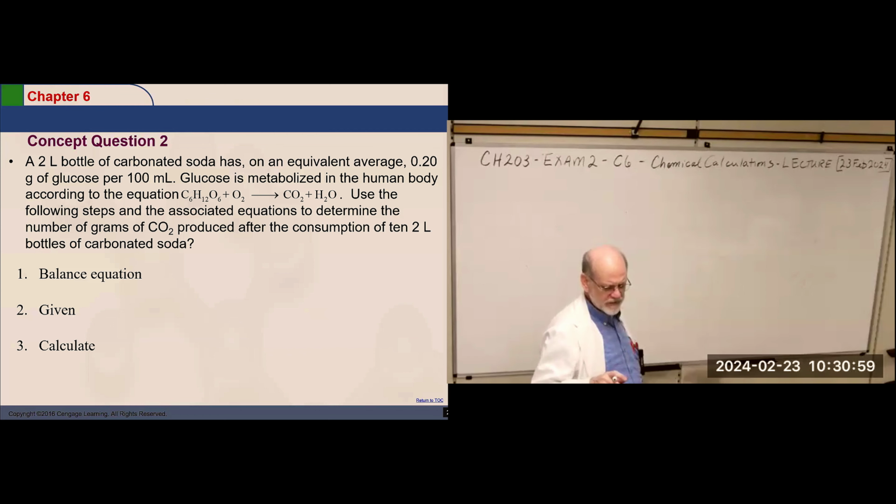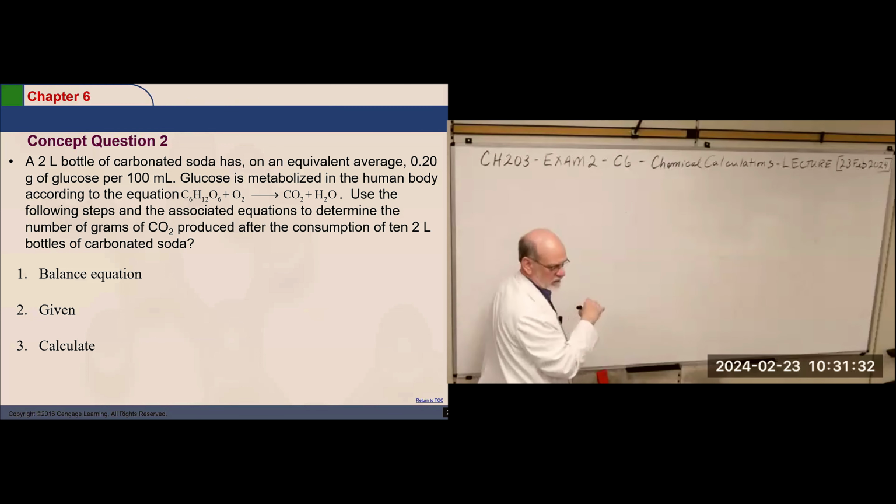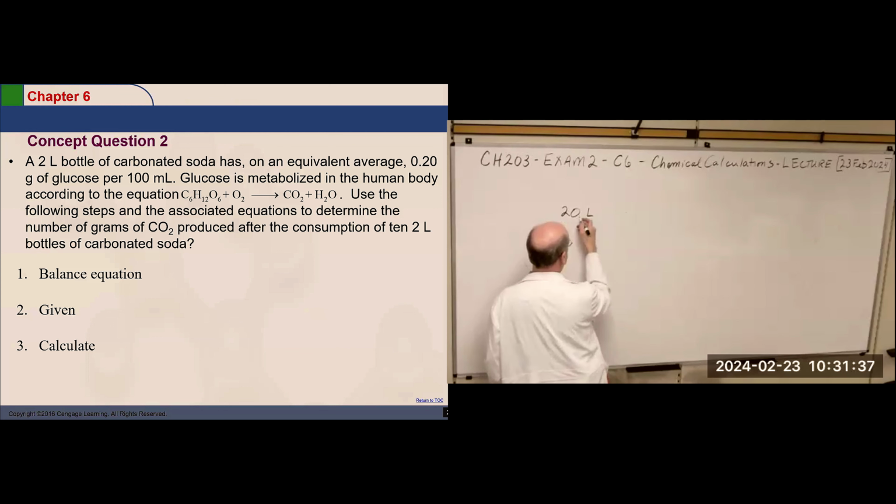A 2-liter bottle of carbonated soda has an average of 0.2 grams of glucose per 100 milliliters. Glucose is metabolized in the human body by this equation to produce carbon dioxide and water. Use the following steps and the associated equations to determine the number of grams of carbon dioxide produced after the consumption of 10 2-liter bottles. So we're starting off with 10 2-liter bottles, which would be what? 20 liters, wouldn't it?